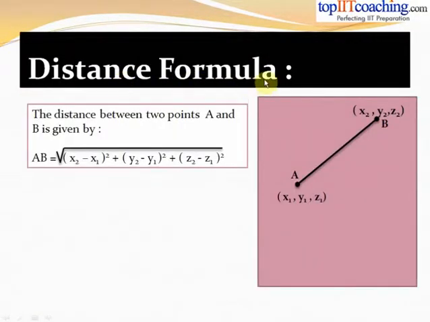Now the distance formula. If we have any 2 points A and B in space, A with the coordinates x1, y1, z1 and B with the coordinates x2, y2, z2, then the distance between these 2 points A and B is given by AB equal to under root of (x2 minus x1) whole square plus (y2 minus y1) whole square plus (z2 minus z1) whole square. Thus, the distance between these 2 points is equal to under root of (x2 minus x1) whole square plus (y2 minus y1) whole square plus (z2 minus z1) whole square.